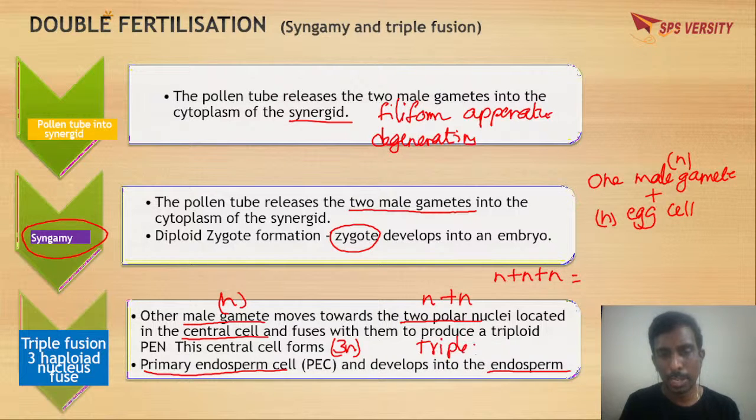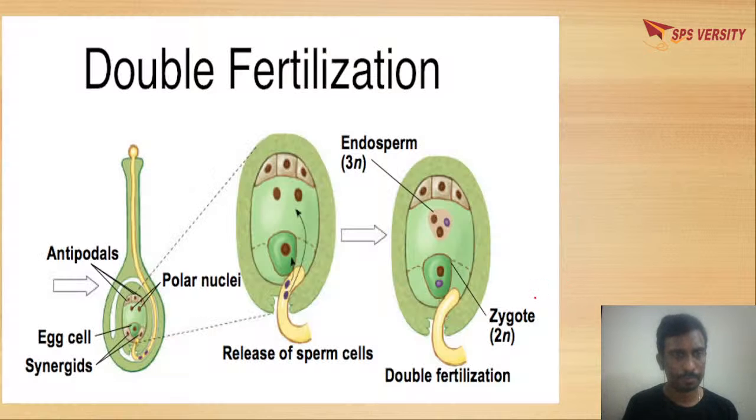In plants, specifically in angiosperms, there are two fusions in the fertilization process. One is syngamy and another one is triple fusion. In syngamy, the male gamete fuses with the egg cell and forms the zygote. In triple fusion, the male gamete fuses with two polar nuclei which will form the primary endosperm. This is called double fertilization.